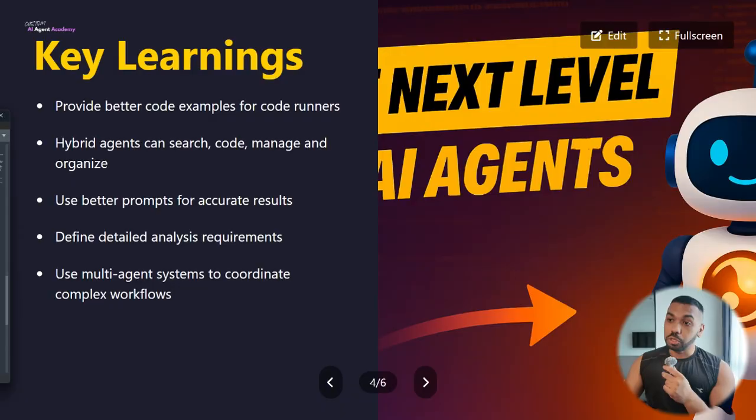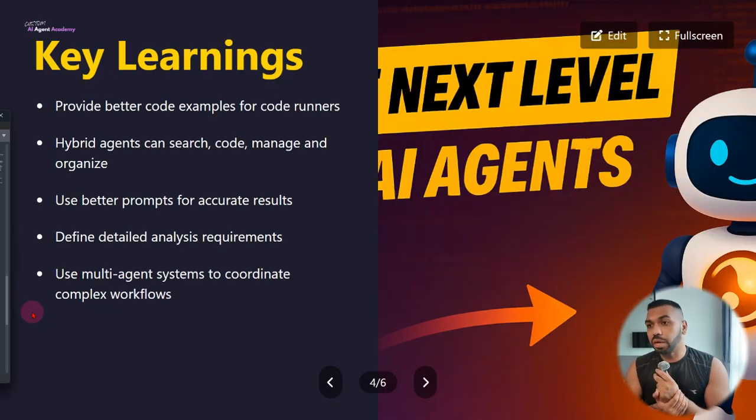I like to explore with you, but in terms of the key learnings here: provide better code examples. Hybrid agents can do anything you can think of. Use better prompts for accurate results. Define detailed analysis requirements. When things are a little bit more complicated, use multi-agent systems to coordinate complex workflows. Don't use hard coding too much as a coping mechanism either. Try to use these agents as much as possible. Try to understand their role. Try to use better models and keep updated with the latest and greatest information.